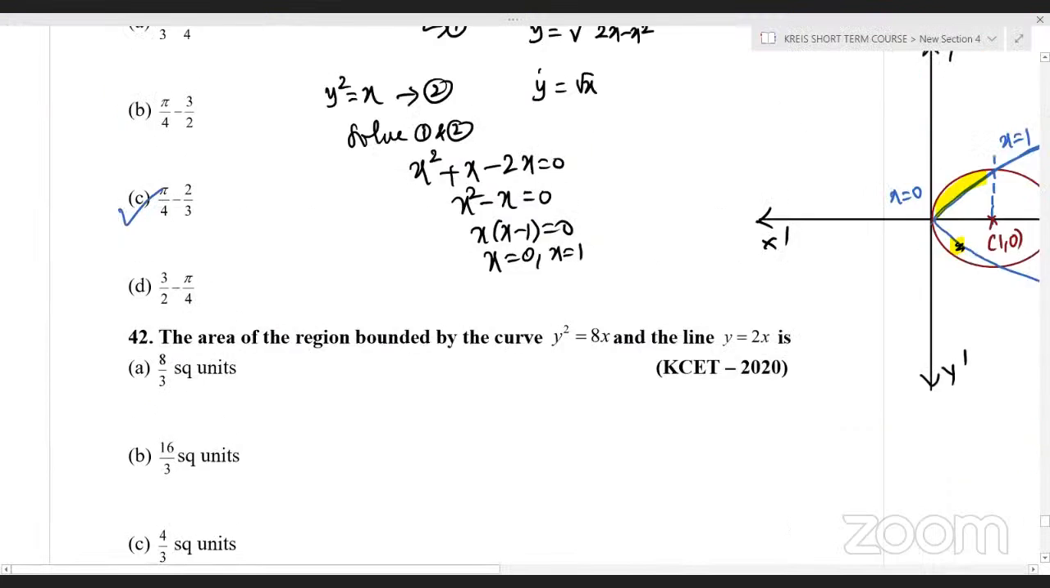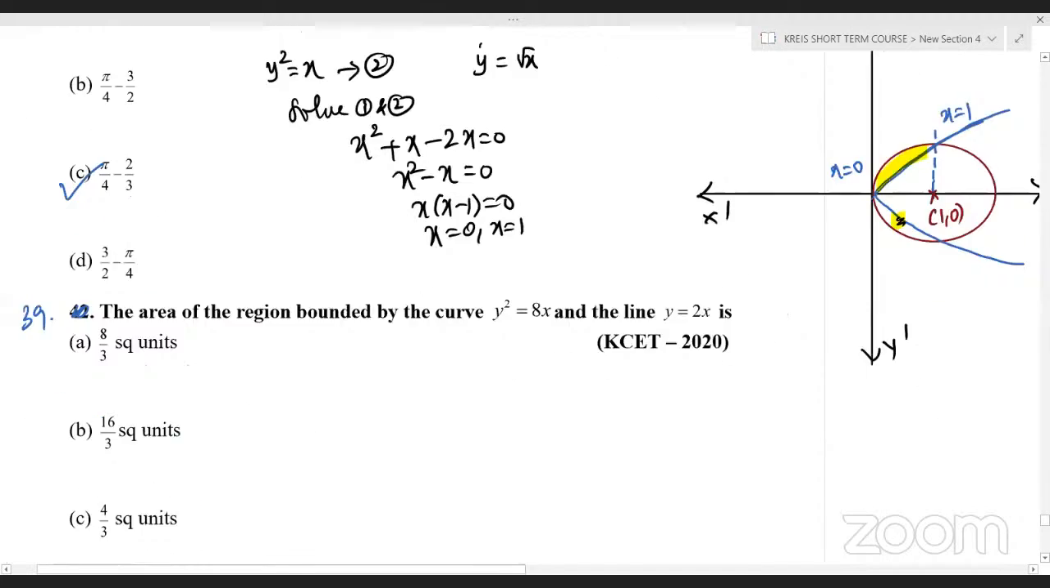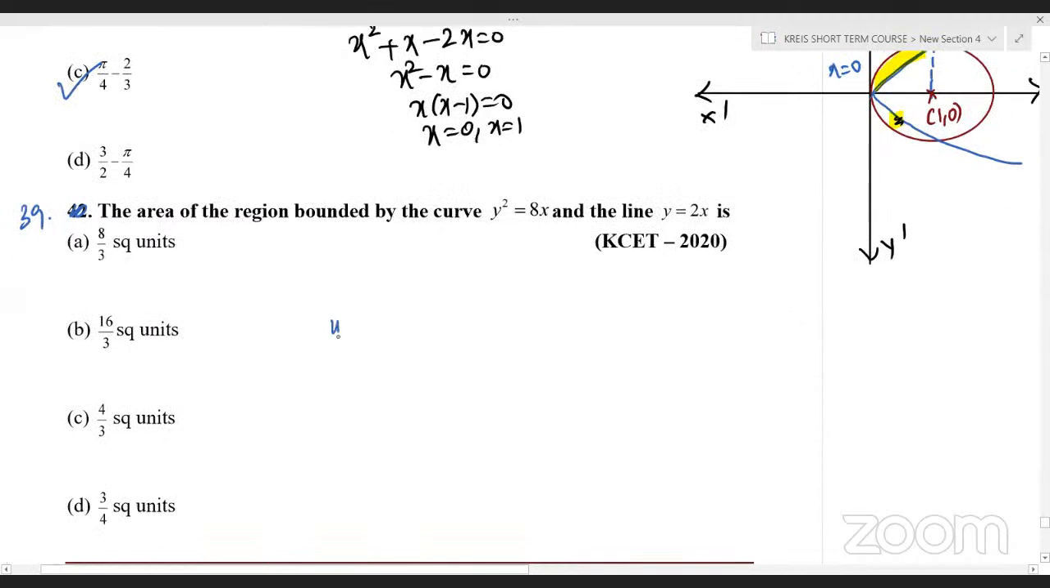So question number 39, look, this question they have given in the 2020 CET question paper. So now it is the area enclosed by the curve y squared is equal to 8x and y is equal to 2x. Now let's check by the direct method and see what comes.